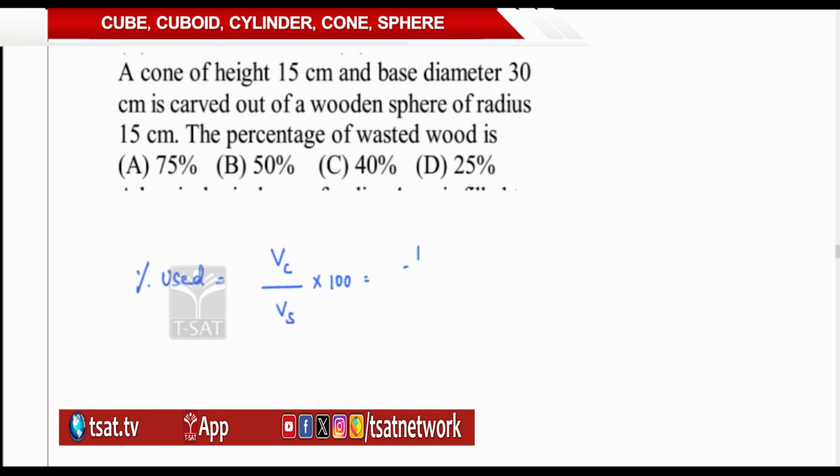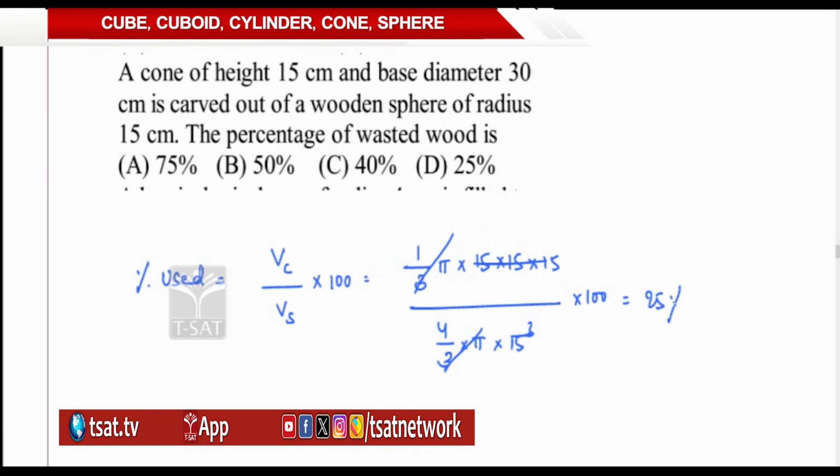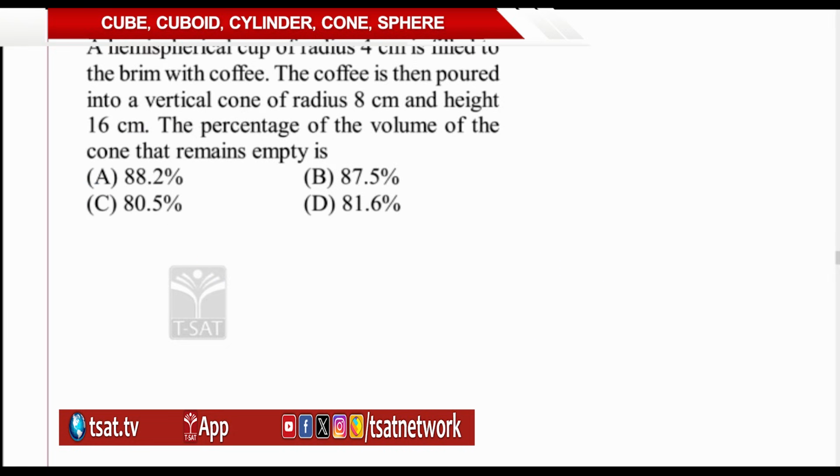Volume of a cone is 1/3 of pi r square h. R is 15. Therefore, 15 into 15. H is also 15. Divided by 4 by 3 pi r cube, this is also 15, 15 cube. 15 cube cancels. Pi by 3 cancels, into 100. 1/4 of 100 means 25% of the wood is used. If you are using 25% of the wood, therefore, what is the percentage wastage? 75% of the wood is wasted. Look at the next one.